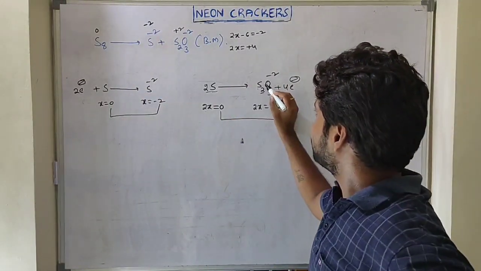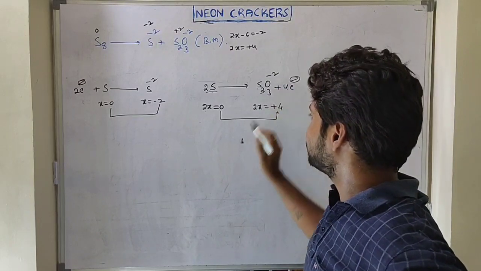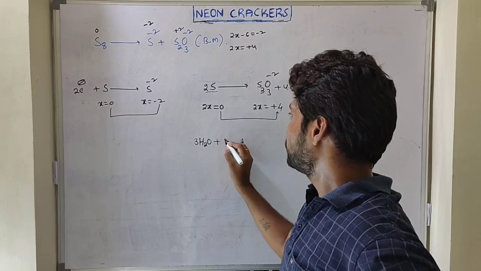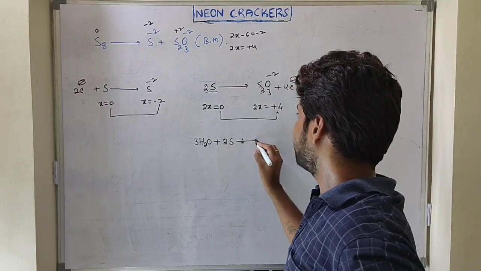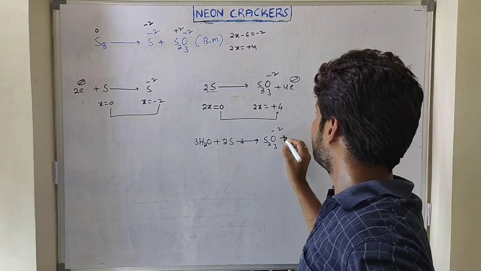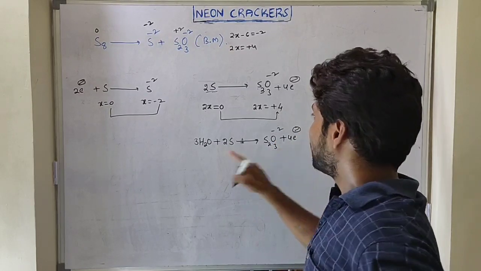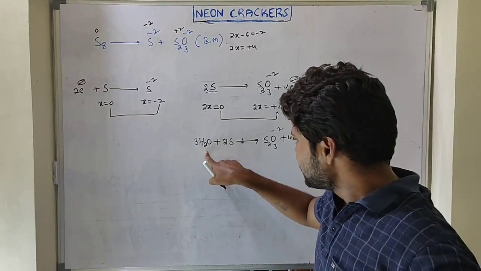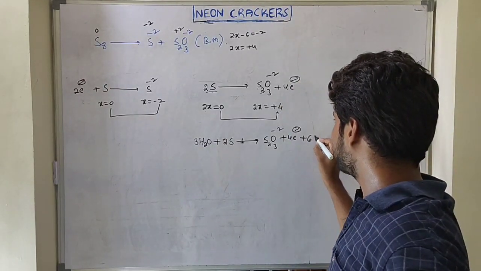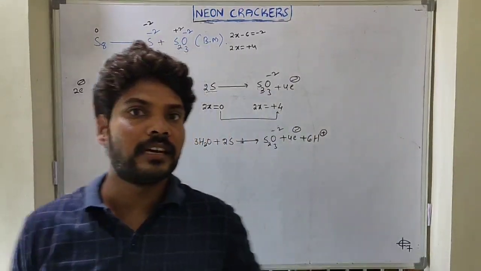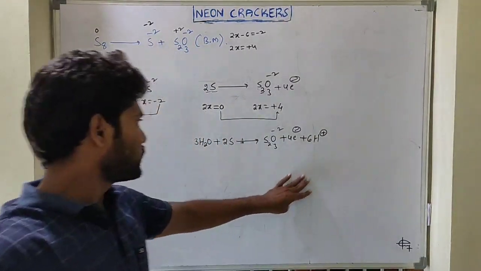So how many oxygen atoms are there at the right side? 3 oxygen atoms. That's why we have to add 3 water molecules plus 2 sulfur, giving S2O3 2 minus plus 4 electrons. After doing this, balance the number of hydrogen atoms. 6 hydrogen atoms are there. That's why 6H plus is to be added on the opposite side from the water molecules.